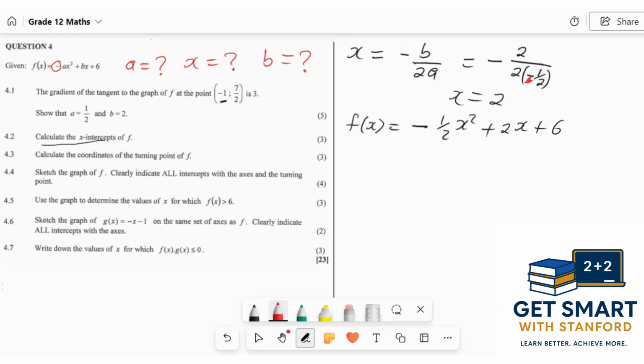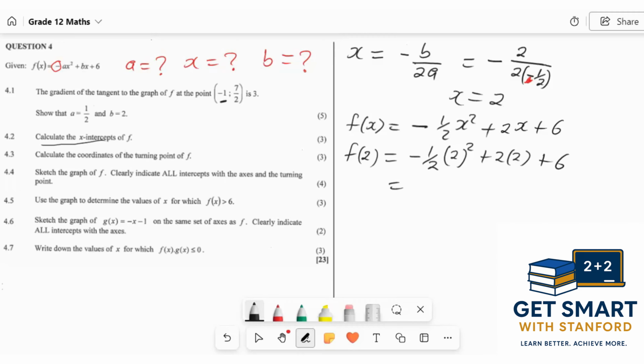Now we've got the value of x, and since we have the value of x, we are going to substitute it into this equation, wherever we find x, let me write a nice 2. f of 2 equals minus 1 over 2, 2 squared plus 2 into 2 plus 6.